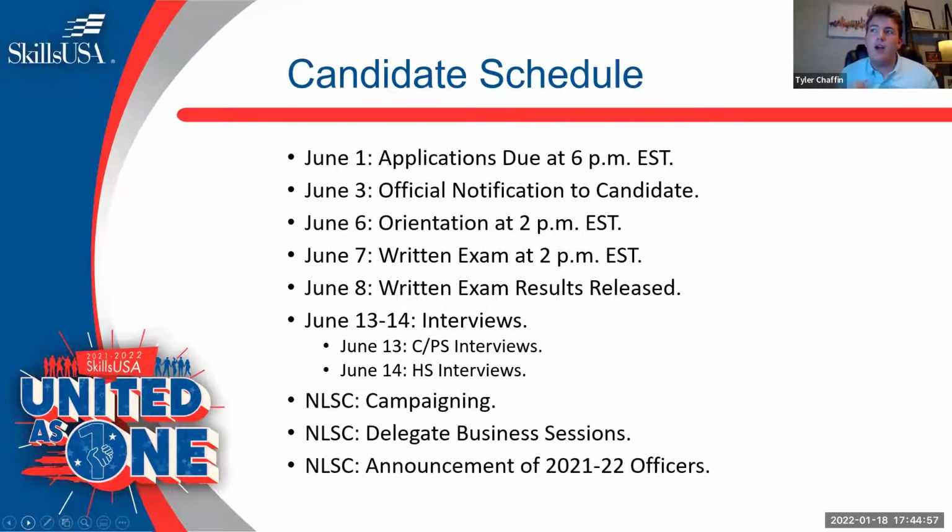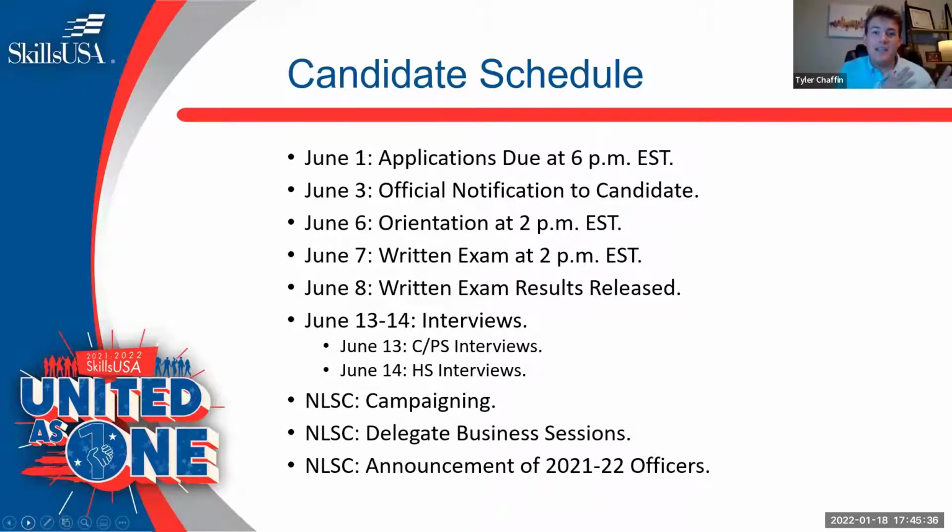We'll then have our written exam at 2 p.m. Eastern on June 7th. The following day, those written exam results will be released. Any national officer candidate must pass our written exam at 75% or higher in order to advance through the process, so you'll receive that notice on June 8th. June 13th and 14th are our interviews, which consist of a panel where we'll evaluate you based on the essential elements of the National Officer Program. And that's everything pre-NLSC.